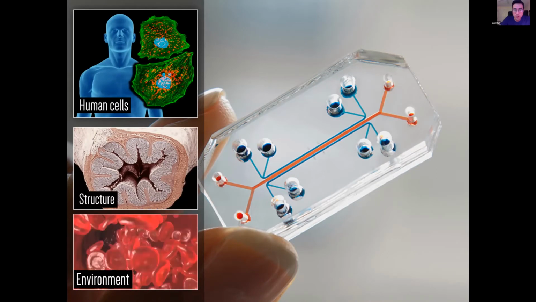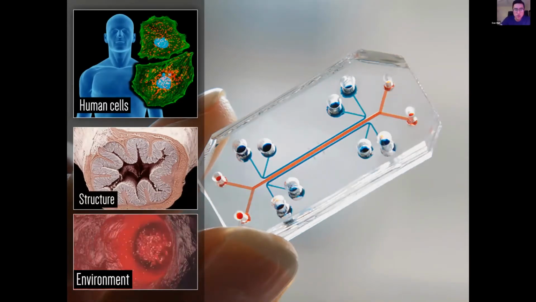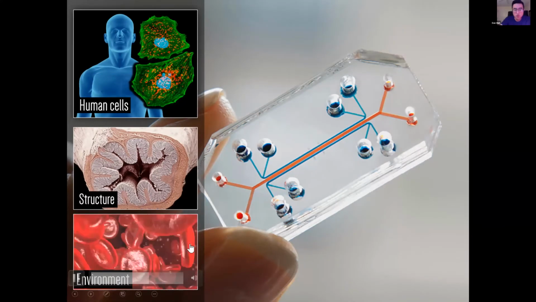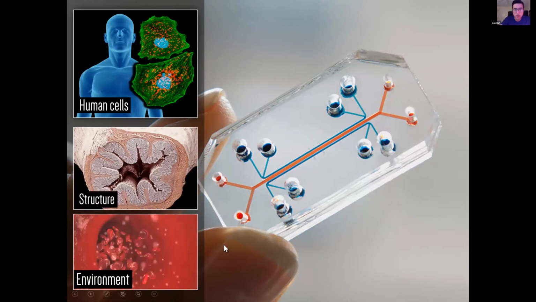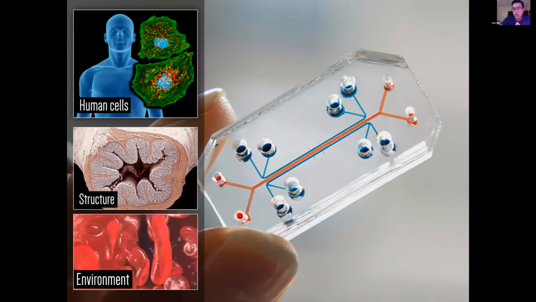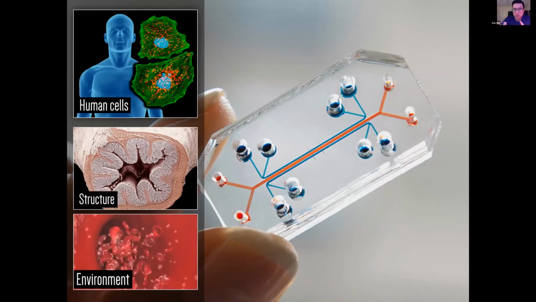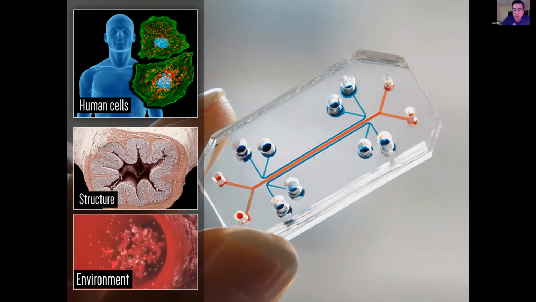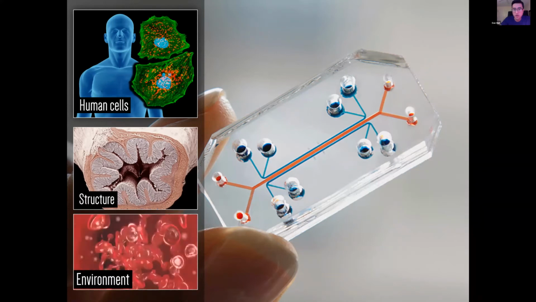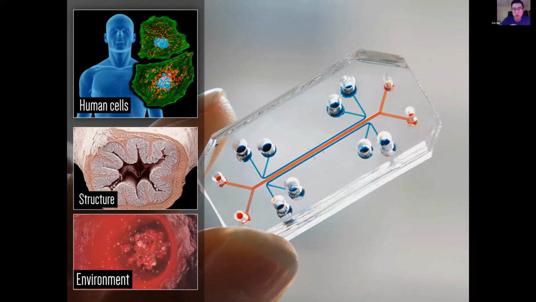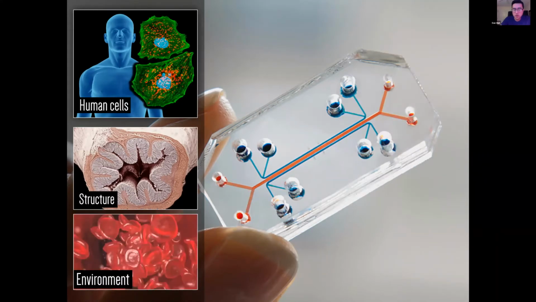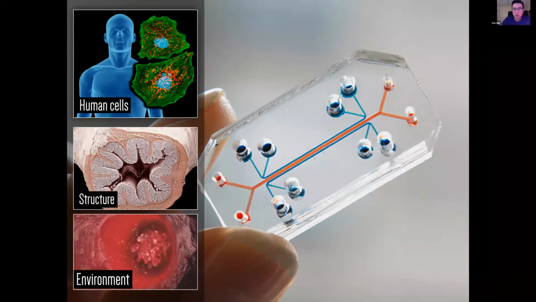But we also use engineering techniques to mimic the very complex 3D structures and dynamic environment of human tissues and bodies in these systems. The idea is to use these systems to model these different aspects, very complex features, in ways that have not been possible using traditional in vitro culture techniques like Petri dish culture or 3D culture. So the idea is to use these systems as microengineered models of human tissues and organs.